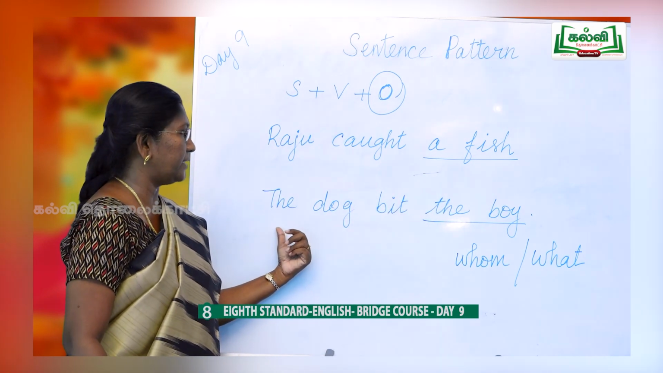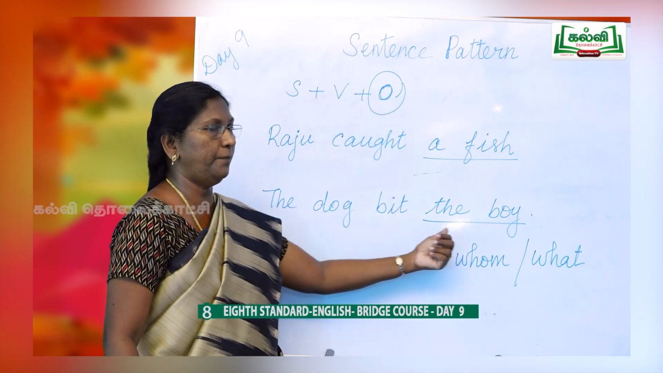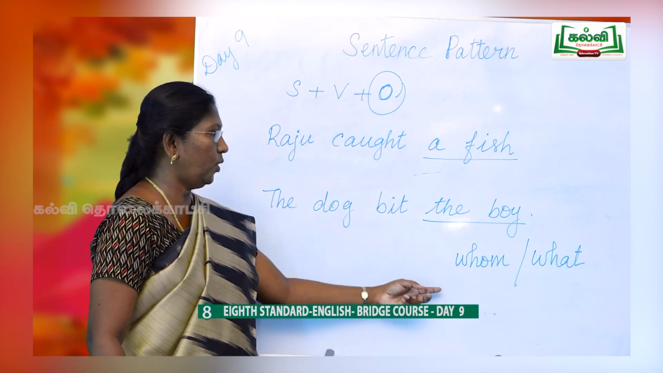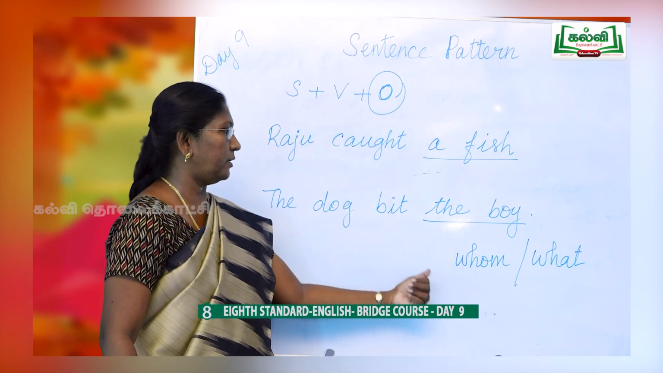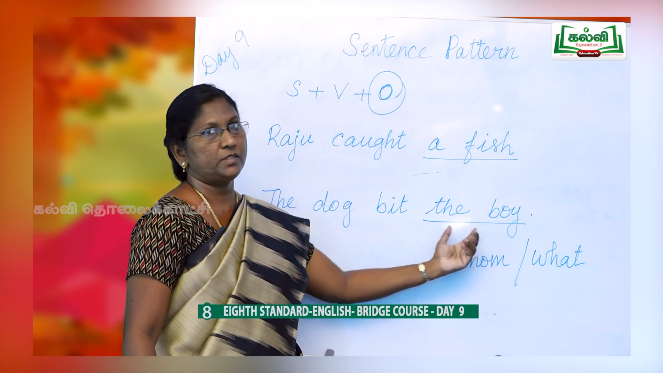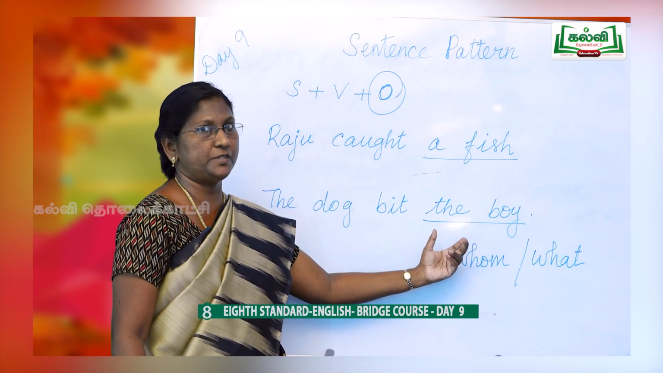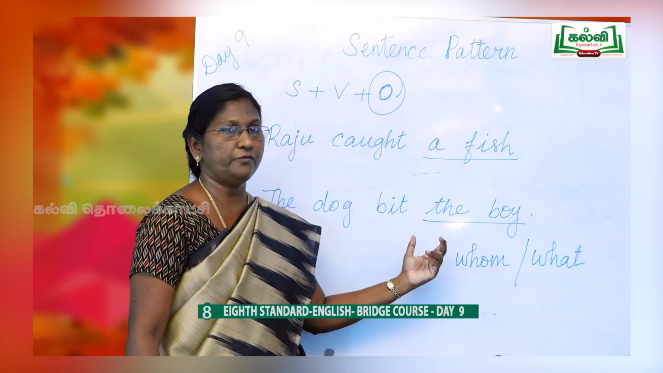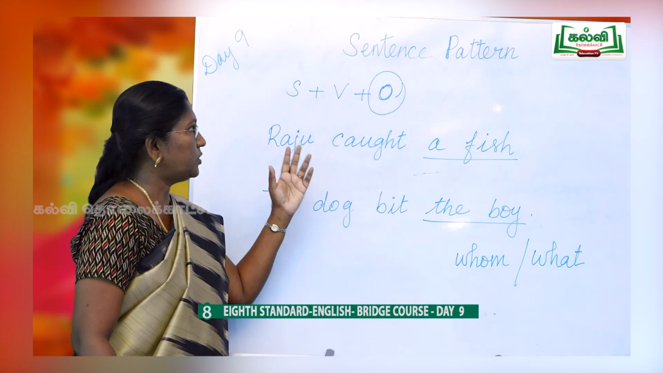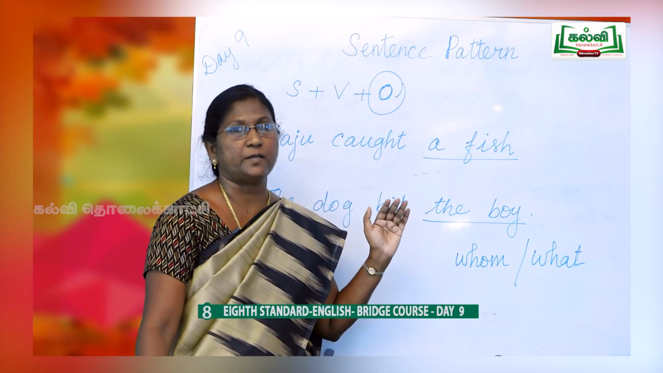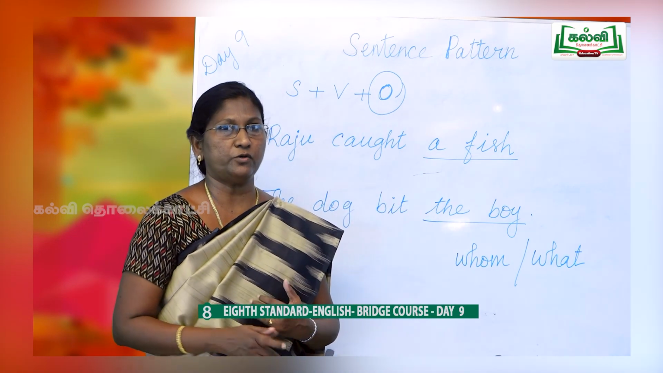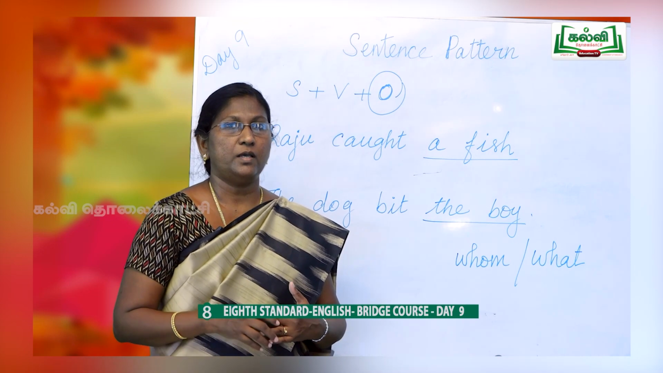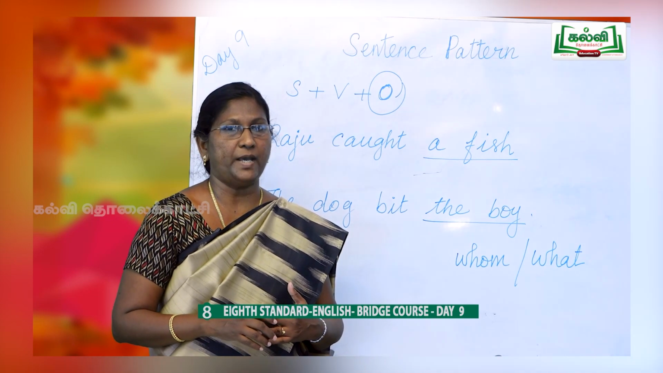Likewise, the second example: the dog bit the boy. Whom did the dog bite? The dog bit the boy. So the answer we get is the object. By this we can identify which is the object of the sentence. So the two examples give a clear picture of which is the object of the sentence, and the whole sentence is an example of the S plus V plus O pattern.